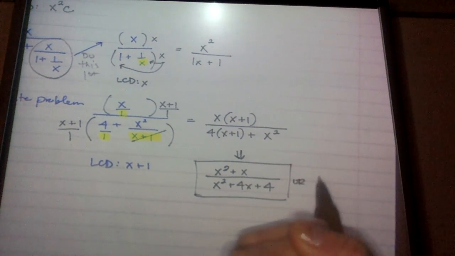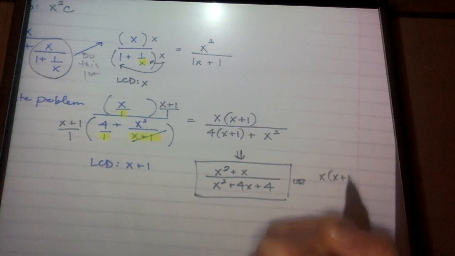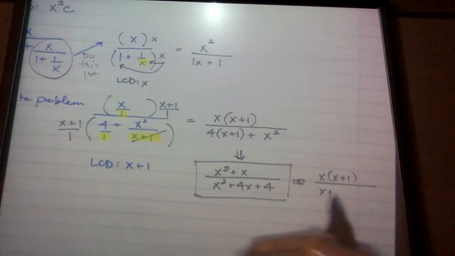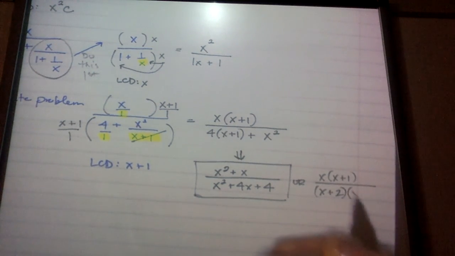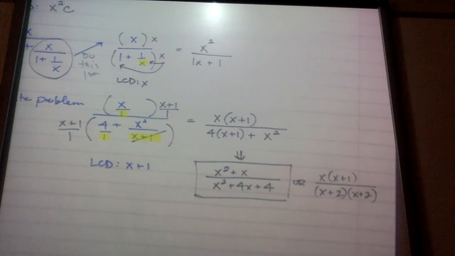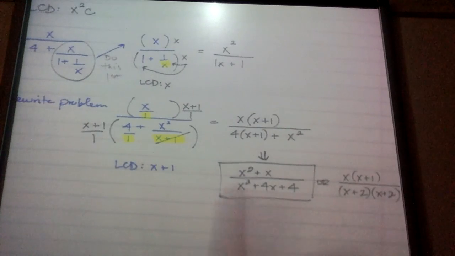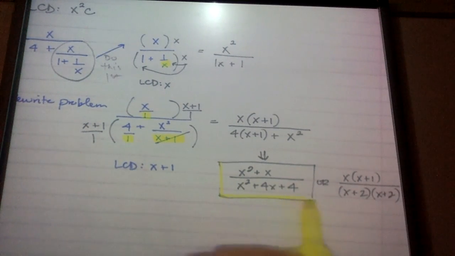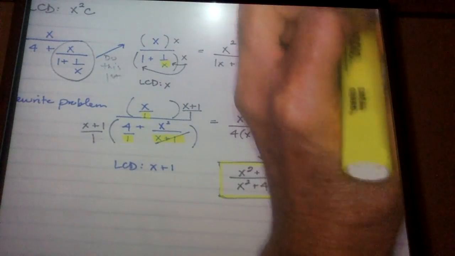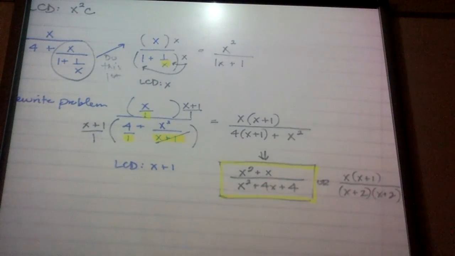Or if you like to factor out common, this is x plus 2 times x plus 2. But as you can see, nothing cancels. You could also write x plus 2 squared. I would just leave it like this. So this is your answer. So that is not review from Algebra 2.